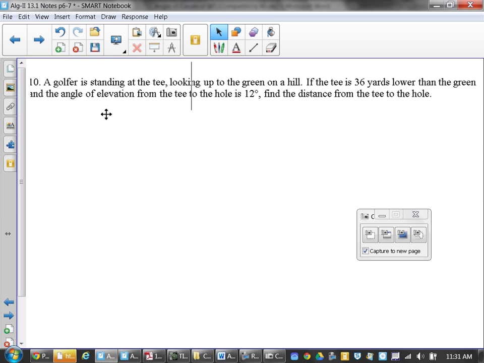A golfer is looking up to the green on a hill. If the tee is 36 yards lower than the green, and the angle of elevation from the tee to the hole is 12 degrees, what is the distance from the tee to the hole?